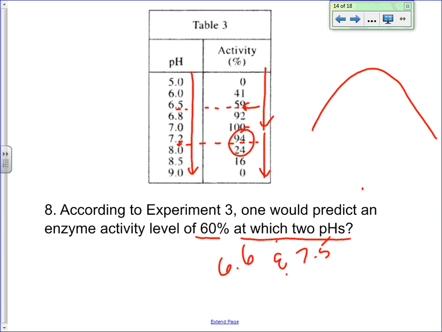Now this range is huge here, so trying to get an exact number from this side would be very, very difficult. But at least you could estimate that it's somewhere between 7.2 and 8. We're just guessing somewhere around 7.5.